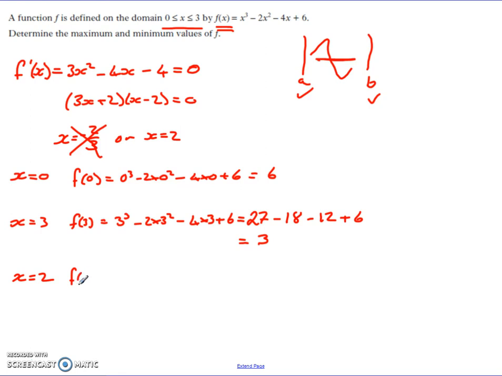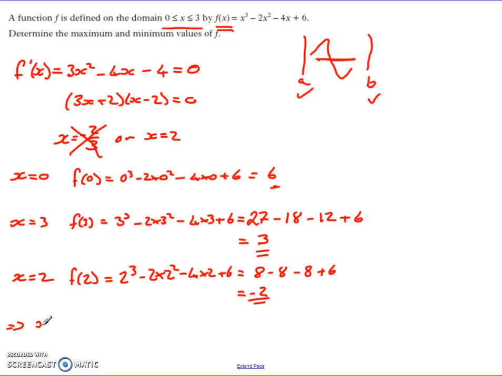We then have to look at f of 2, where x is equal to 2, and see what value we get there. So I get 2 cubed, take away 2 times 2 squared, take away 4 times 2, plus 6. 2 cubed is 8, so it's going to be 8, take away 8, minus another 8, plus 6. 8 minus 8 is 0, take away 8 is negative 8, plus 6 is negative 2. So what I can read from there is that my maximum occurs at x equals 0, my minimum occurs at x equals 2. We then have to interpret it and communicate the answer.